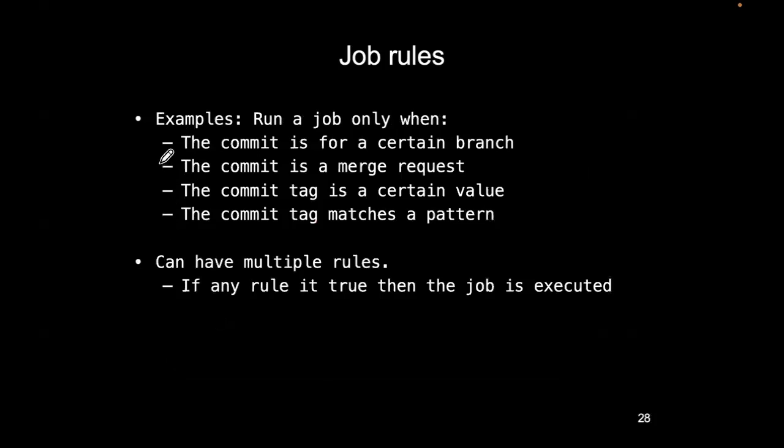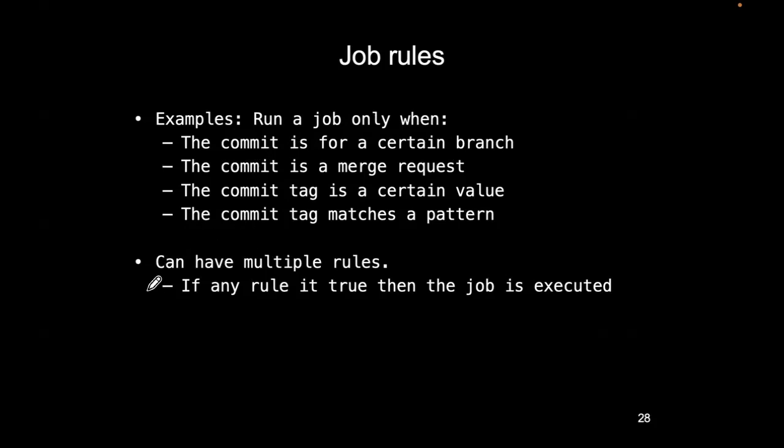These are the typical kinds of use cases. You want to run a job when the commit is for a certain branch. I've just shown you an example of that on the previous slide. If the commit is a merge request, you want the job to be executed or not. It could be an equals condition or a not equals condition. The commit is tagged in some way. All of these examples are related to the nature of the commit, but it doesn't have to be that. The condition can be anything. As I said, you can have multiple conditions.